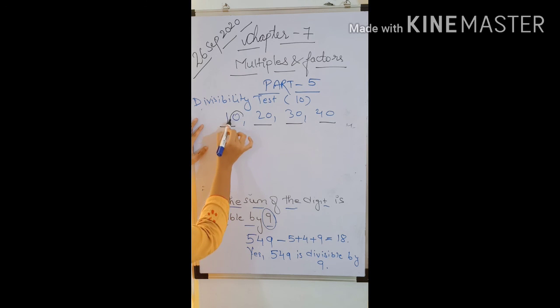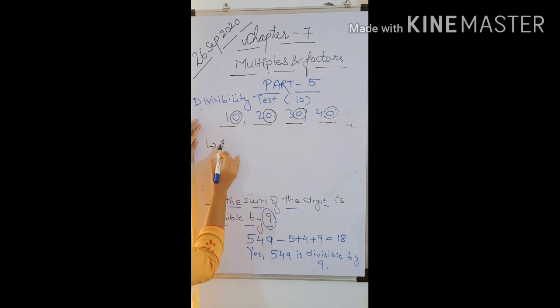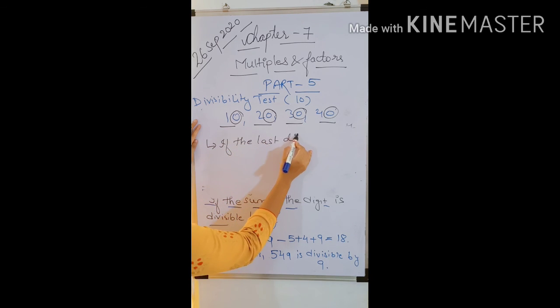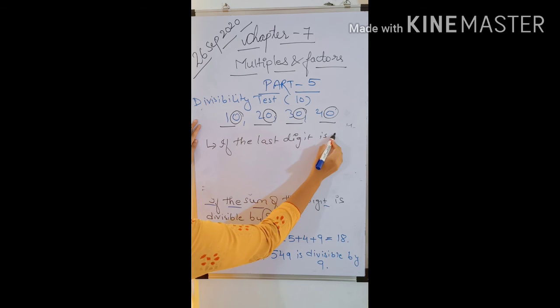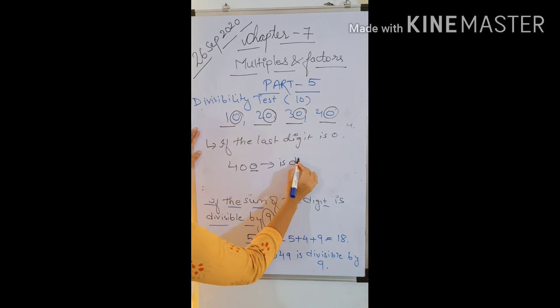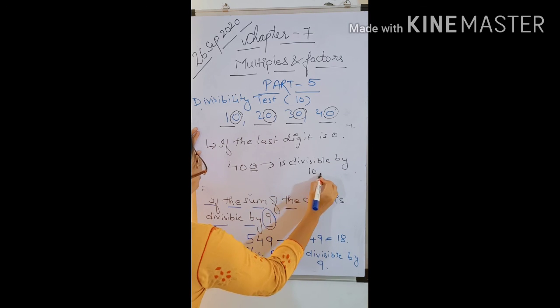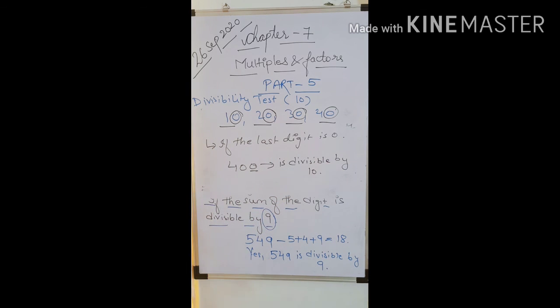What do we observe at the last digit? Yes, the last digit is 0. So we have to keep in mind that if the last digit contains the number 0, then it is divisible by 10. We can have an example, 400. The last digit is 0 over here. So therefore this number is divisible by 10. This was all about the divisibility rules.